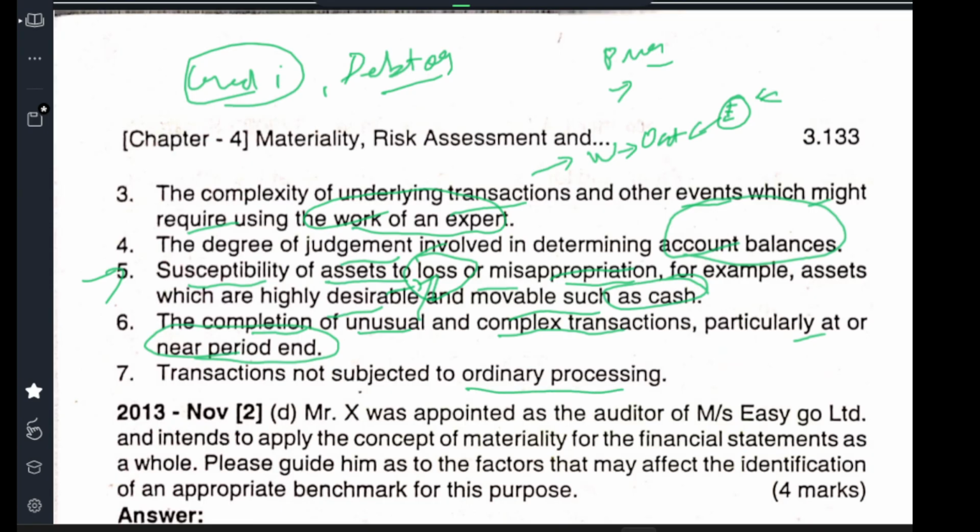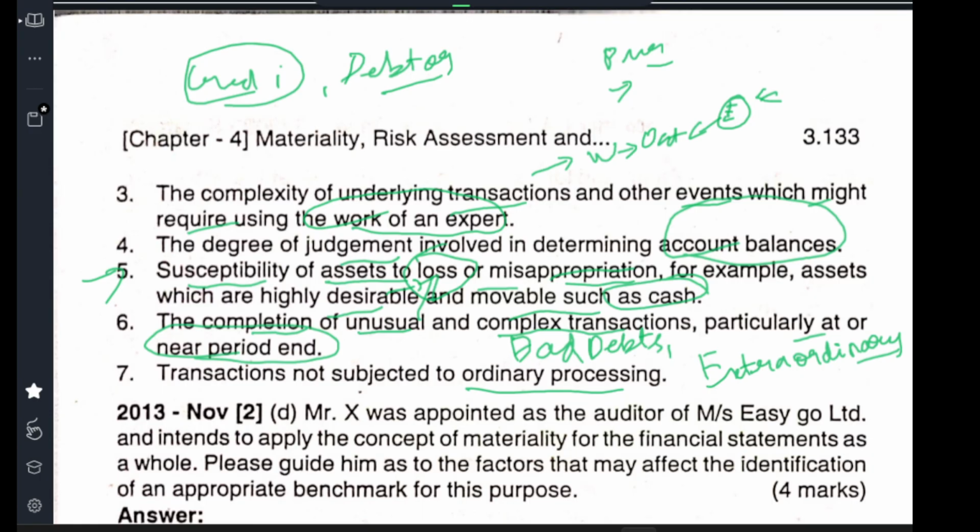Some entries need extraordinary processing. What do you mean, extraordinary? Proper approval is required. Not all employees can pass the entry; only a higher official or the management can pass it. Example, bad debts: only the finance manager can pass the entry, not the accountant.